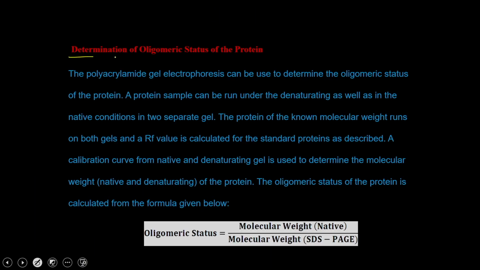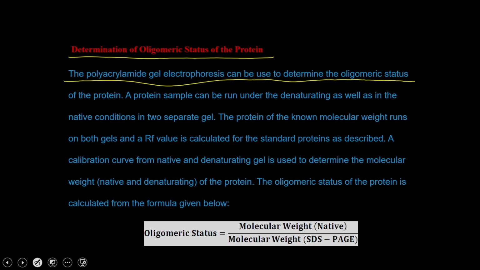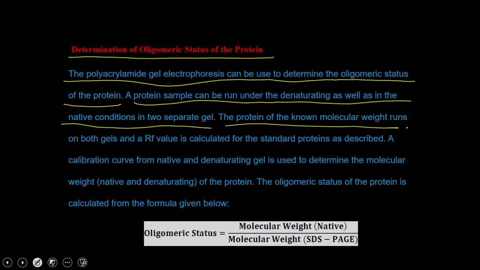So, how to determine the oligomeric status of the protein? Polyacrylamide gel electrophoresis can be used to determine the oligomeric status of the protein. A protein sample can be run under denaturing as well as native conditions in two separate gels. The protein of known molecular weight runs on both gels, and then you do an RF calculation for the standard protein as we just discussed.